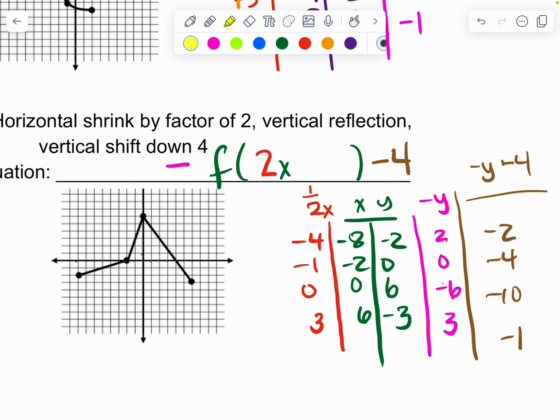So when I look at the points I'm looking at, -4, -2. So I'm going to plot that point. -4, 1, 2, 3, 4, -2. And then -1, -4, -1, 1, 2, 3, 4. And then 0, -10. And 3, -1.